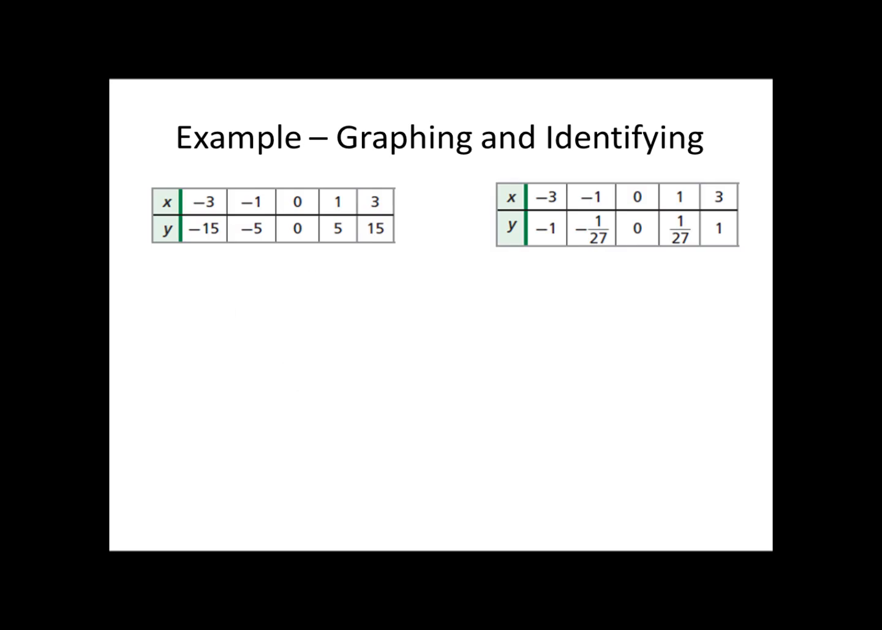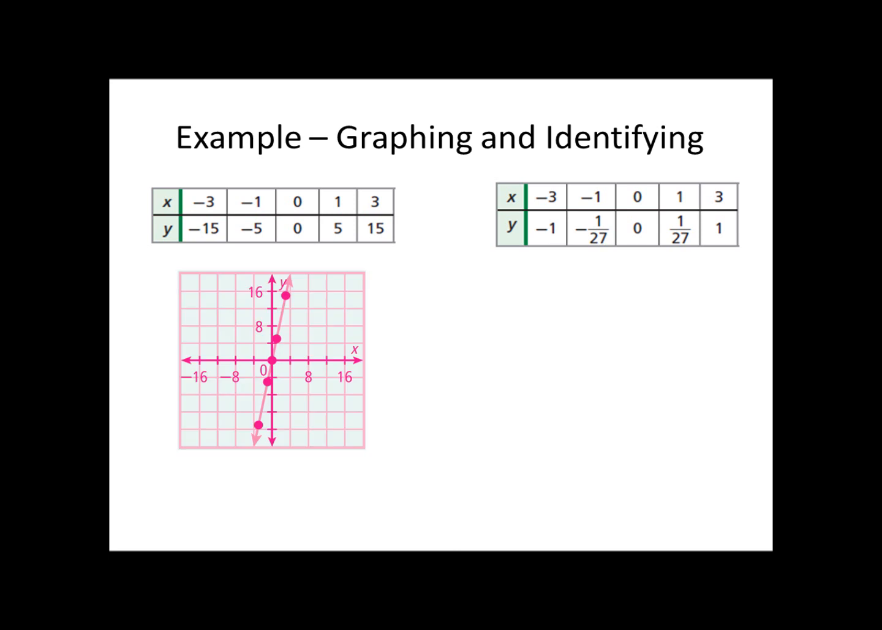Alright, let's make some graphs and see if we can identify the parent function from the graphs. So we've got 2 tables of values. We're going to plot these points, we're going to draw lines or curves, and see if we can identify the parent function. So let's start with the one on the right. We plot the points. They seem to be in a nice straight line, and they are. So this is a linear function. Now there's fancier ways to tell that something is a linear function, but this is just great for this lesson.